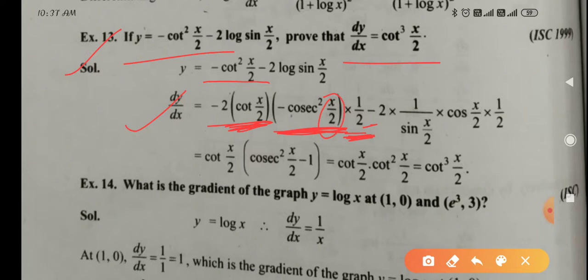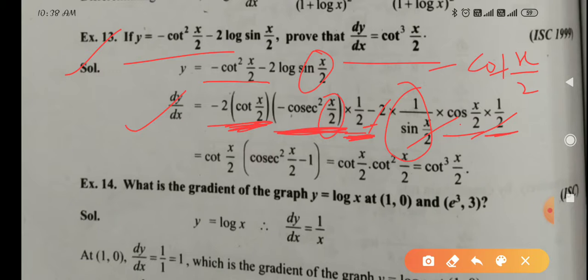You can deal with it like log x. So sin x by 2 you can suppose as x. So log x means 1 upon x. So 2 into 1 upon sin x by 2. Now differentiation of sin x by 2 is cos x by 2. Now differentiation of x by 2 is 1 upon 2. Now you can see cot x by 2 upon sin x by 2 cot x by 2, and 2 is cancelled in second term. So second term is becoming minus cot x by 2. You can see second term it is minus cot x by 2.